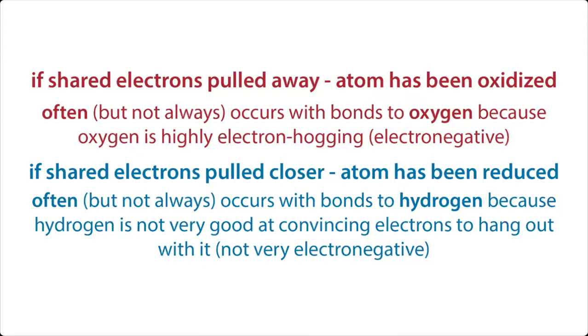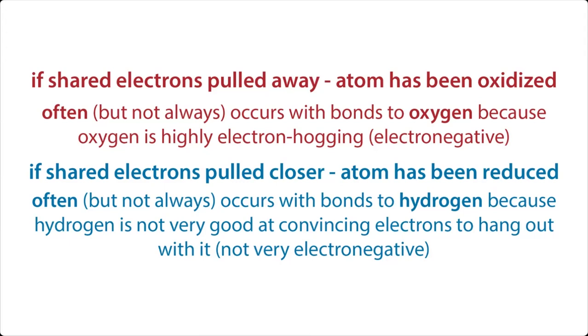If shared electrons are getting pulled away from you, now you've been oxidized. This often, but not always, occurs when you form bonds to oxygen because oxygen is really good at pulling those electrons away. The ability to pull electrons is electronegativity. Oxygen can pull those electrons away, and thus the atom has been oxidized. If, however, the shared electrons are getting pulled closer, the atom has been reduced.